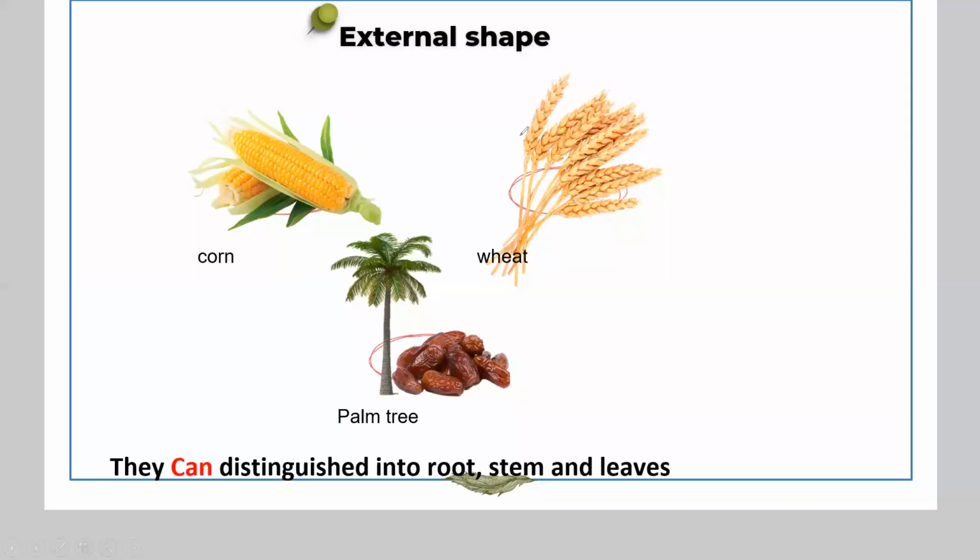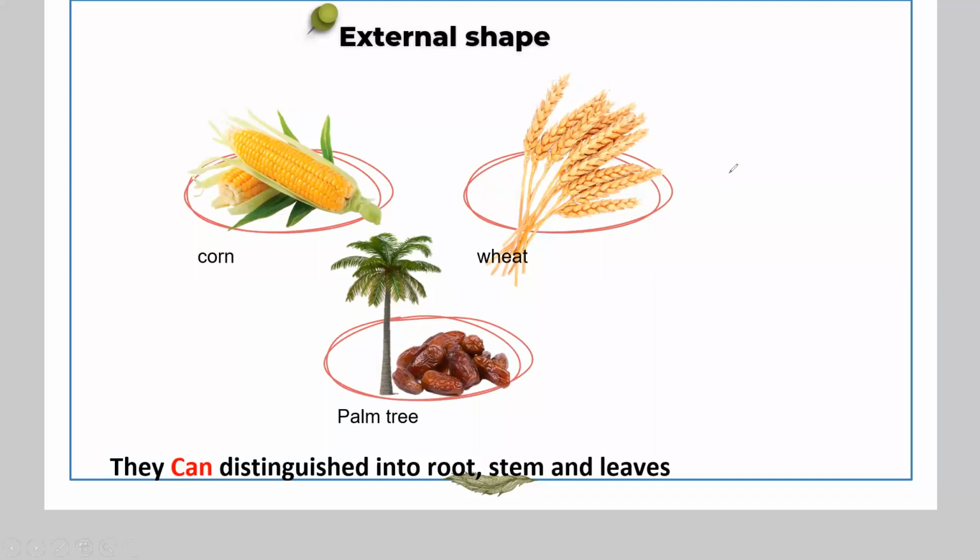And we have the other type of plant, where you can easily observe the root, stem, and leaf. So we have two types of plant according to their shape. The first doesn't have any root, stem, or leaf, and it's called algae: green, red, and brown algae. The other type has root, stem, and leaf, which is called the normal plant, like corn, wheat, and palm tree.